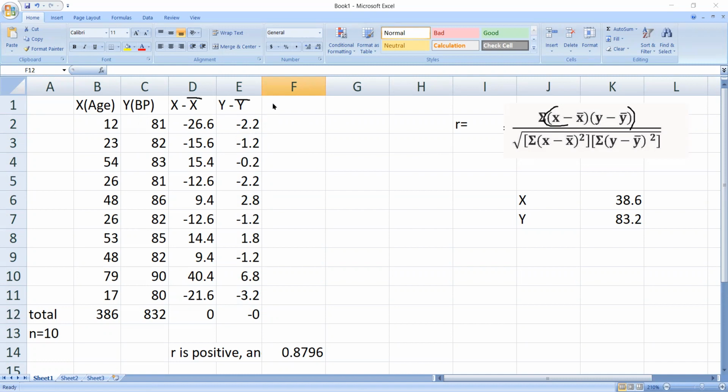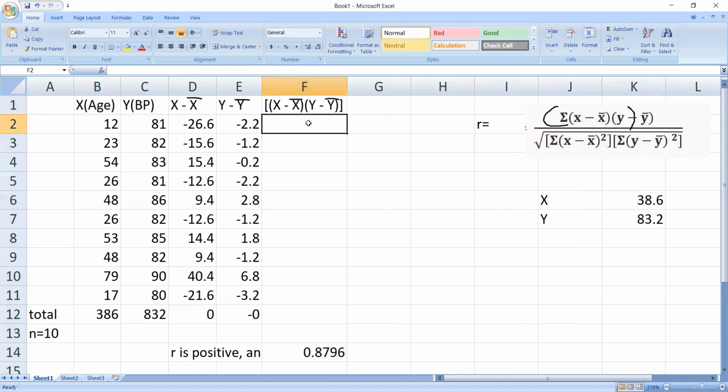So in the next column, we'll have x minus x bar into y minus y bar. You have to multiply the previous two columns. This will be this sign, and please be careful with the negative signs.